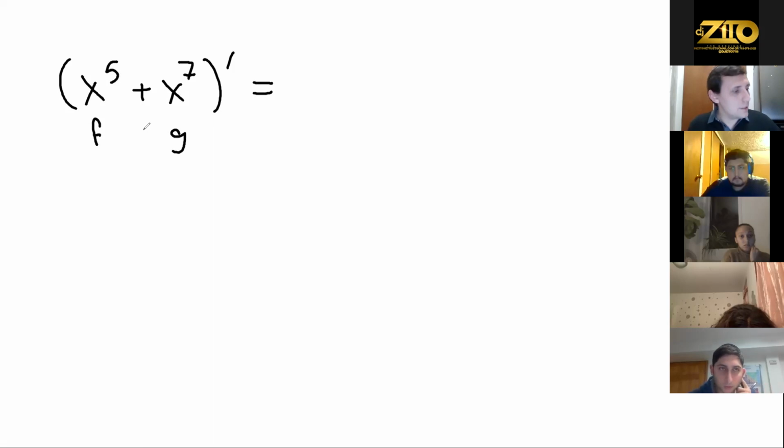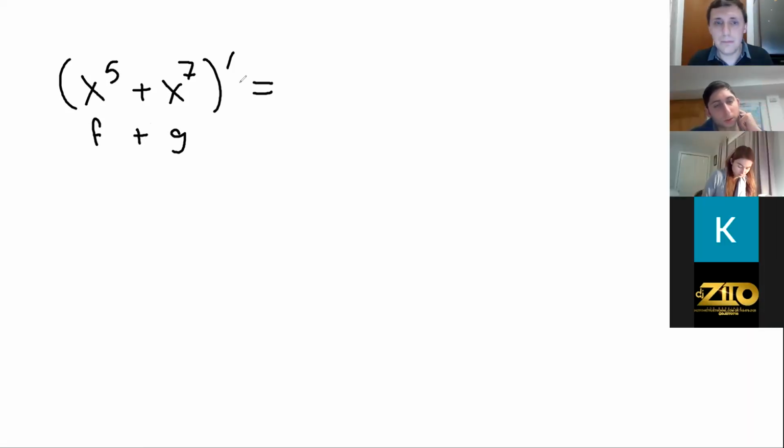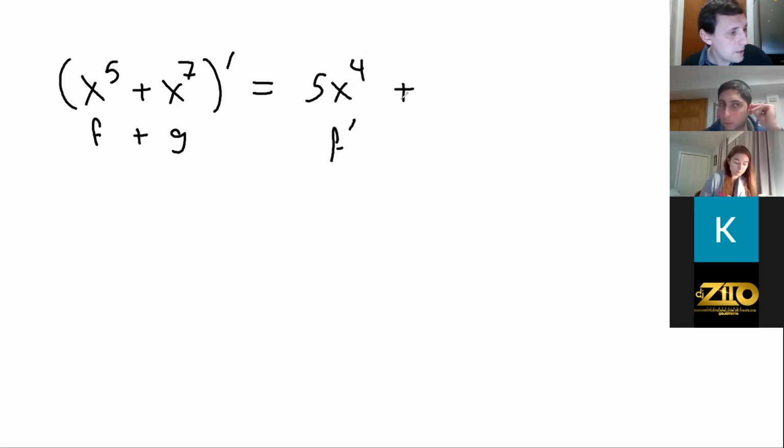And this is some sort of f plus g. Well, good. A lot of you right away reacted. You think, oh, it's probably going to be the derivative of the first function plus the derivative of the second function. Yes, so you think, oh, I know how to take the derivative of this piece, which is 5x to the 4, and that's my f prime, plus the derivative of the second piece, 7x to the 6, and that's g prime.